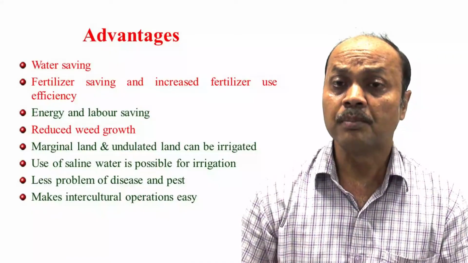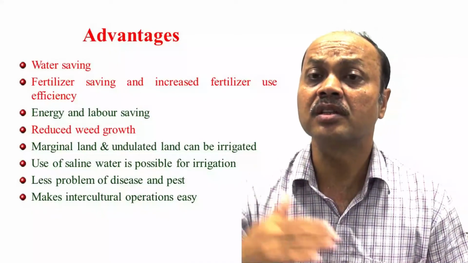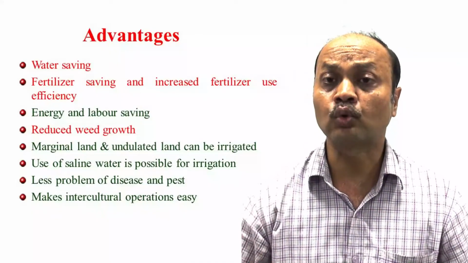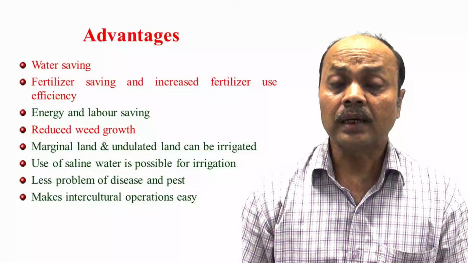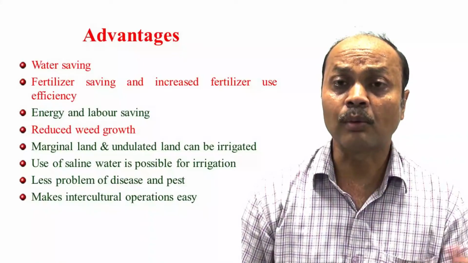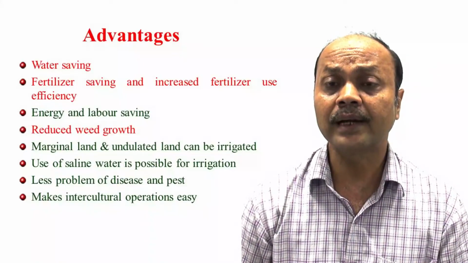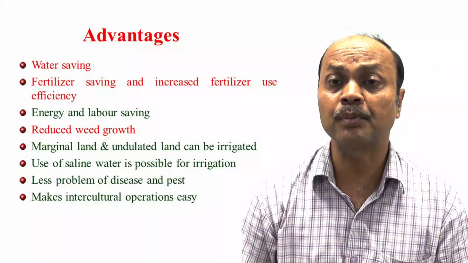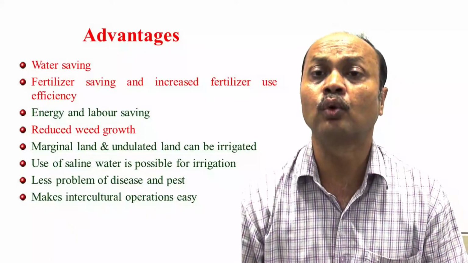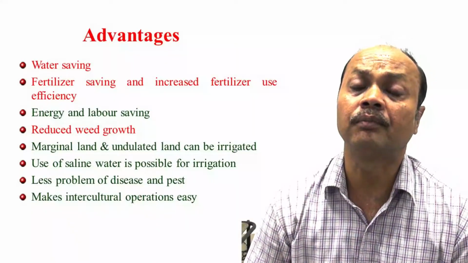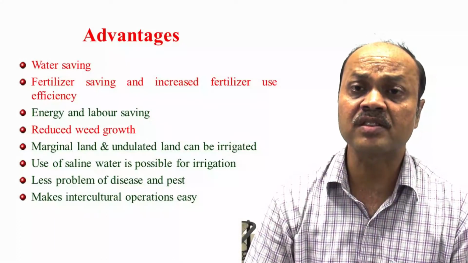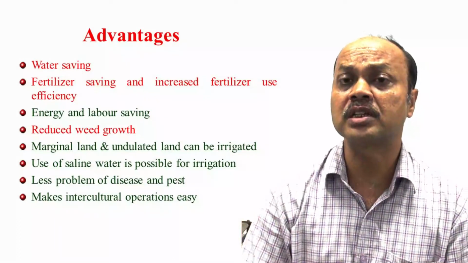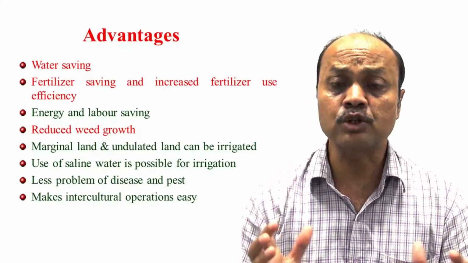So water saving means, if you see throughout India, everyone is talking about water. You are not getting water for drinking, so what about the crop? You have to think, because the government of India is giving a lot of subsidy through various schemes. Already we have discussed that for micro irrigation systems, 50% subsidy is given by the government of India. So water saving is one of the important advantages.